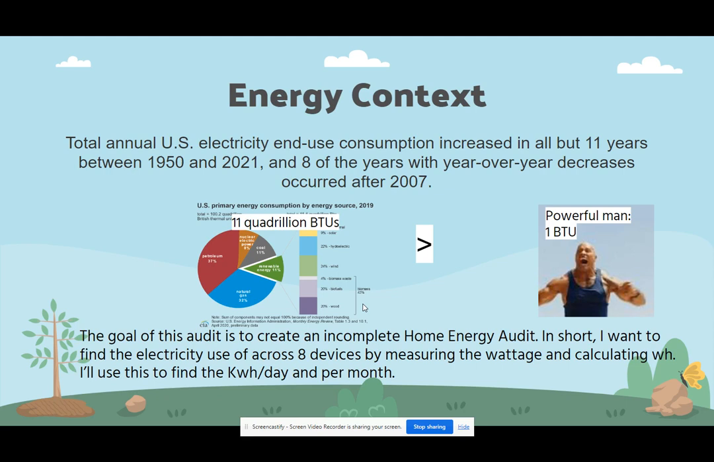So, the goal of this audit is to create an incomplete home energy audit. In short, I want to find the electricity use across 8 devices by measuring the wattage and calculating watt hours. I use this to find kilowatt hours per day and per month.